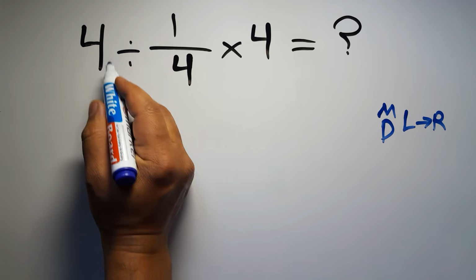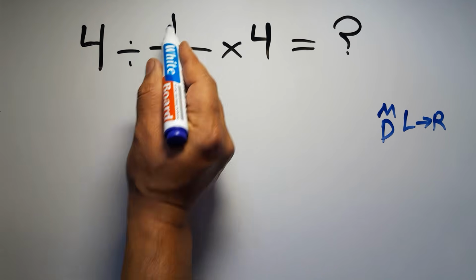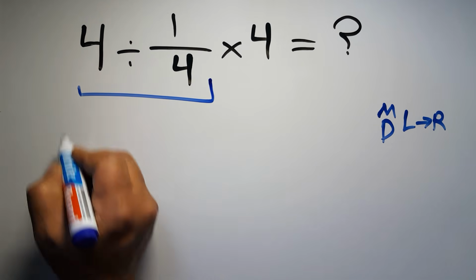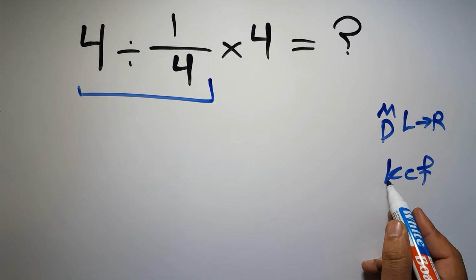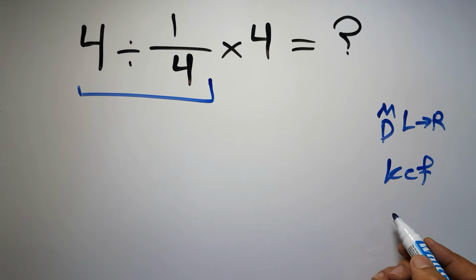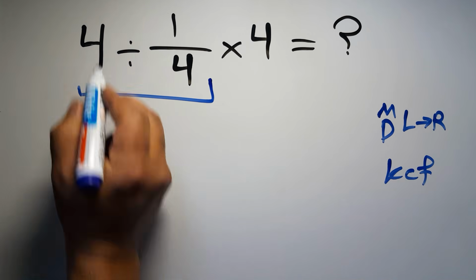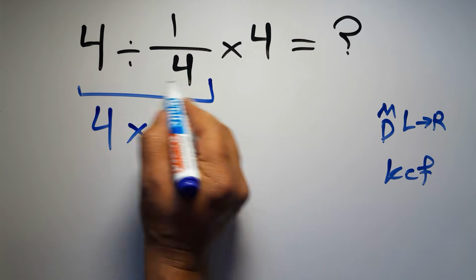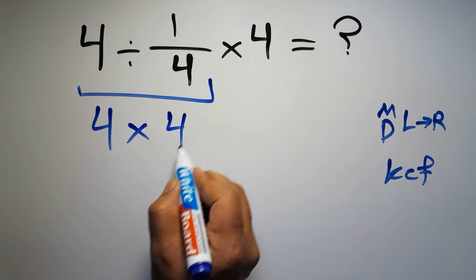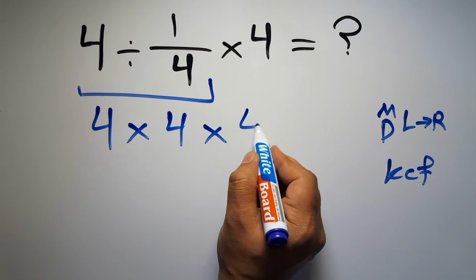So first we have to do this division. 4 divided by 1 over 4. According to the KCF rule, K stands for keep, C stands for change, and F stands for flip. We can write keep the first fraction, change division to multiplication, and flip the second fraction. And here we have times 4.